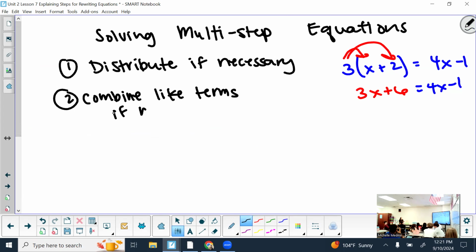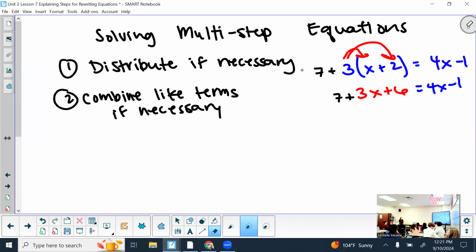Again, you might not have to do it every time, but you always check after distributing. Say I had some other stuff on the left side, like plus 7. Then I would have to combine like terms, which would be the 7 and the 6. Right? Do that in that step. But check each side of your equal sign. Are there any like terms on this left side?